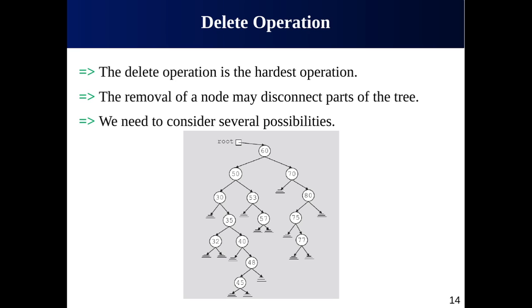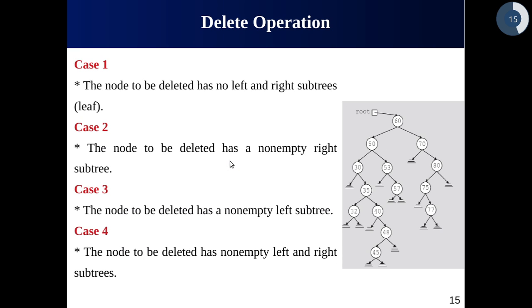The example that you see on the screen actually shows a binary search tree. We have to consider several cases, several possibilities. Case number 1. Suppose we want to delete a node from this binary search tree, and the node that we want to delete has no left and right subtrees.